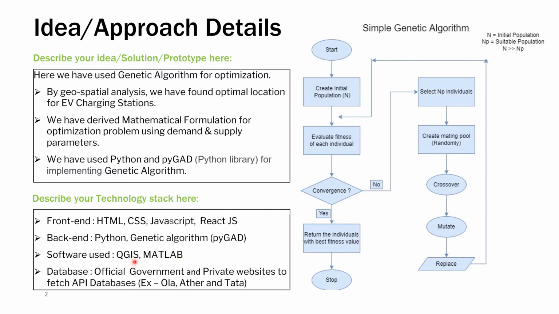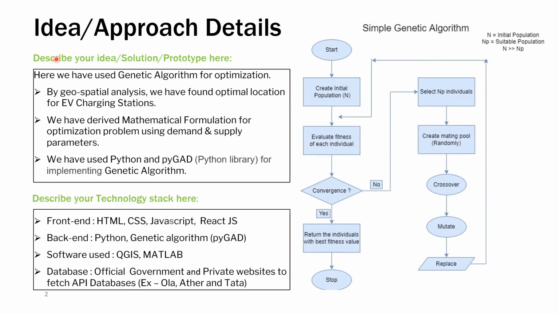QGIS is for geographic information systems, since we need to analyze location. MATLAB is for mathematical functions. There are many parameters to optimize, so we have to use MATLAB. The database we are going to fetch is from official government and private websites through APIs. The private ones are Ola, Ather, or Tata, which can provide us data regarding EVs, and the official government websites on subsidies give us an idea about the EV population.